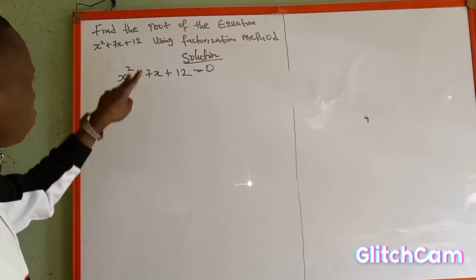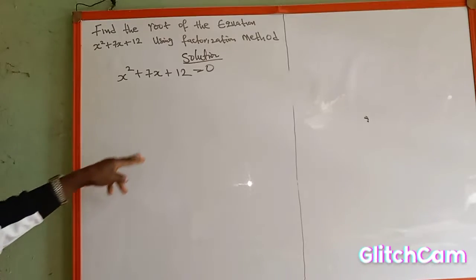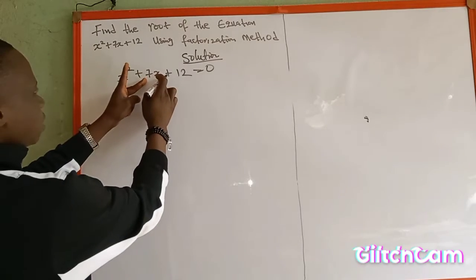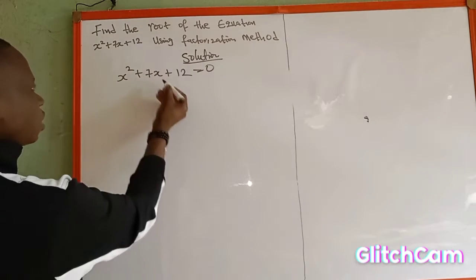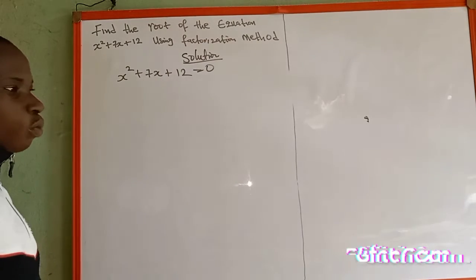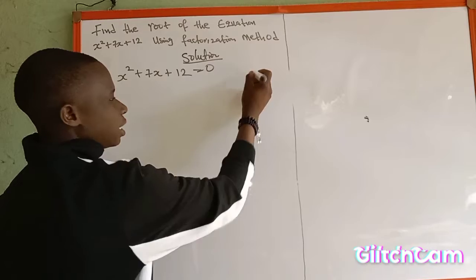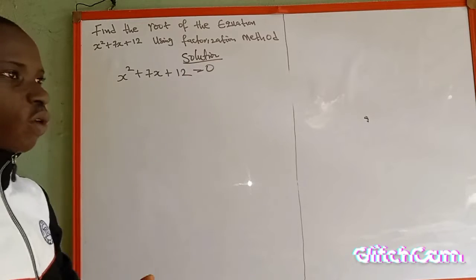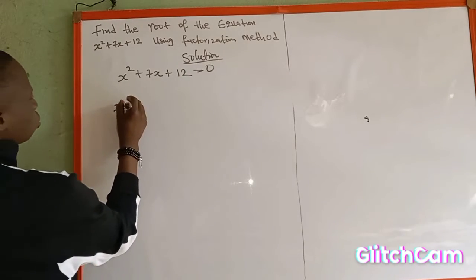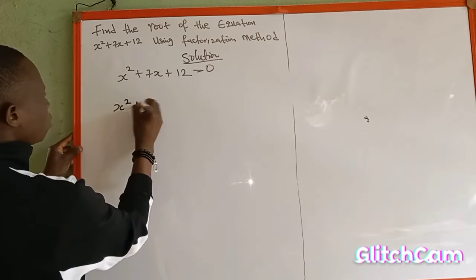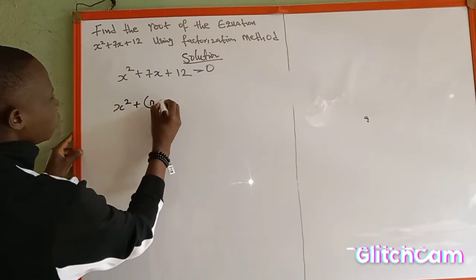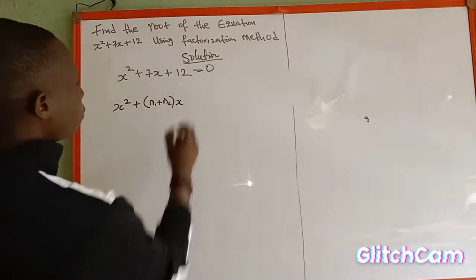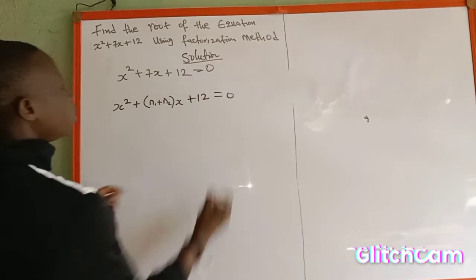So to find the root of this equation using factorization method, you look at the coefficient of the middle term. The middle term is 7s, and the coefficient of the variable here is 7. So you look for two numbers that if you add them together, it will give you 7, and if you multiply them, it will give you 12. So I can say s squared, because we are dealing with the middle term, plus I can open a bracket n1 plus n2 s, so that if I add those two numbers, it will give me 7, and if I multiply them, it will give me 12.